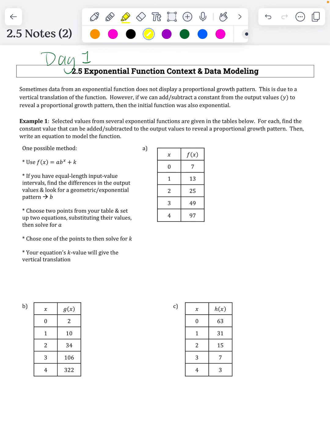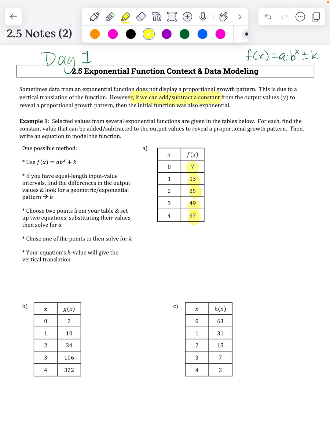Sometimes data from an exponential function does not display a proportional growth pattern, meaning you can't tell by the y values that it's being multiplied by a certain number, which means that there's a vertical translation, meaning there was a number added or subtracted. So if you normally would have f of x equals a times b to the x, you'd be able to spot that it's been multiplied by whatever the b value is. But if you have plus or minus some k value, it's not obvious by looking at the original numbers in the table. So here's the key of what we're doing.